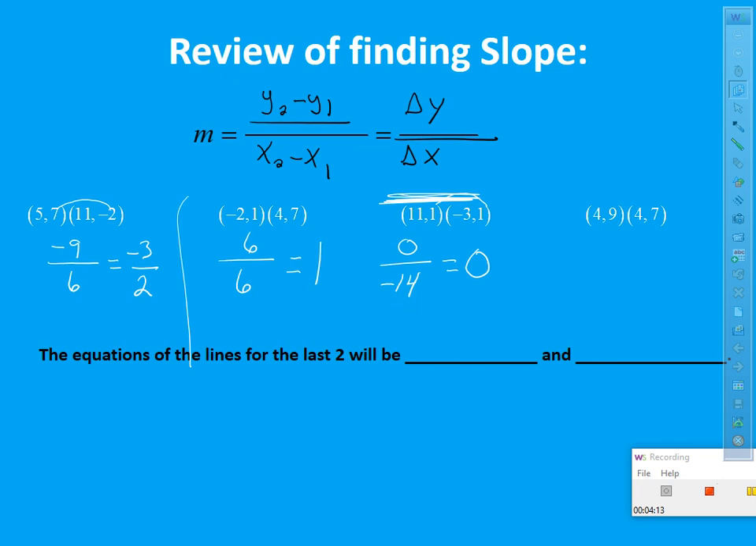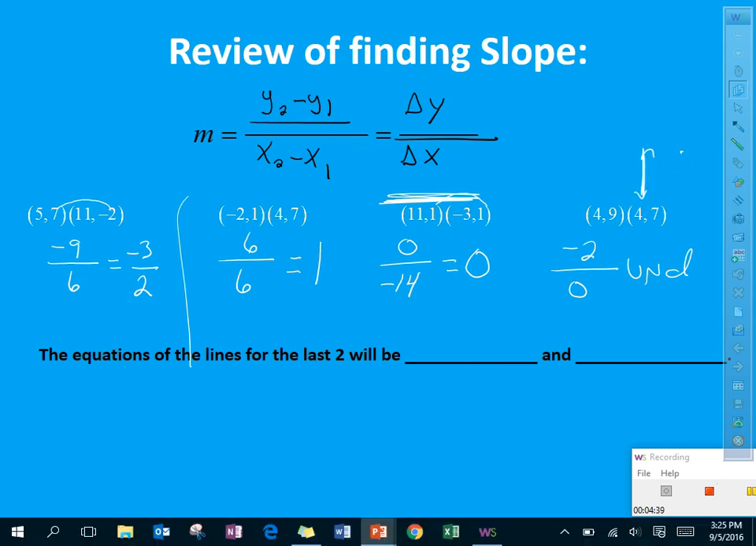And since I slipped a 0 in there, you probably know what's going to happen here. 7 minus 9 is -2. 4 minus 4 is 0. Division by 0 is impossible, so we know that this is going to be undefined. If we wanted to think about the line, this would be a vertical line because I would go up or down 2 and then over none.